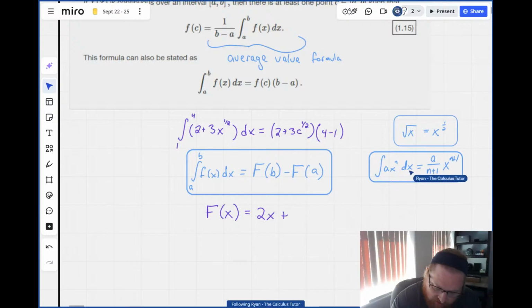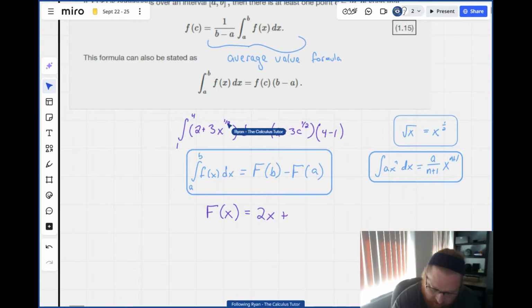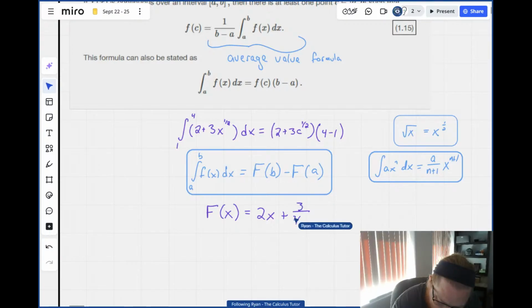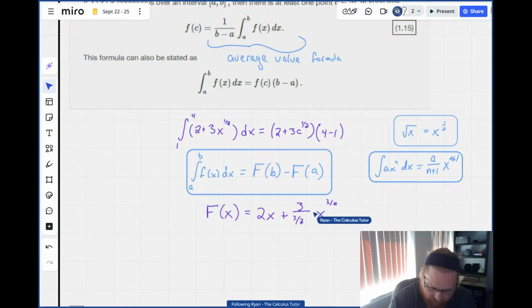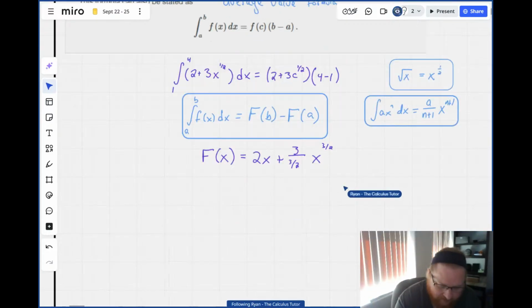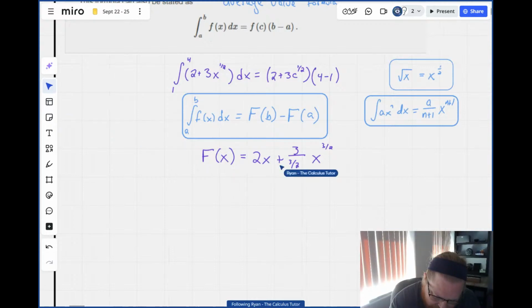And then our power rule here says that we should take this exponent, add 1 to it, and then divide by that. So here's our 3, and we're going to divide by 1 more than 1/2, which is 3/2. And then this will become x to the 3/2. Awesome. There's x. Technically, there's a plus c here. You might remember from your indefinite integrals. We're going to end up plugging values in, so those c's will cancel out. I just wanted to find this separately. Let's simplify this, I suppose. If we're going to be plugging values in, we may as well.